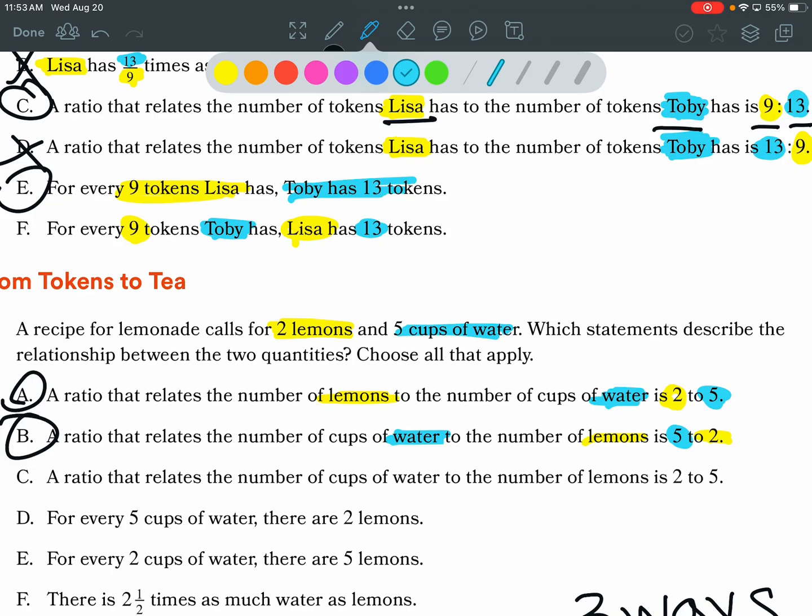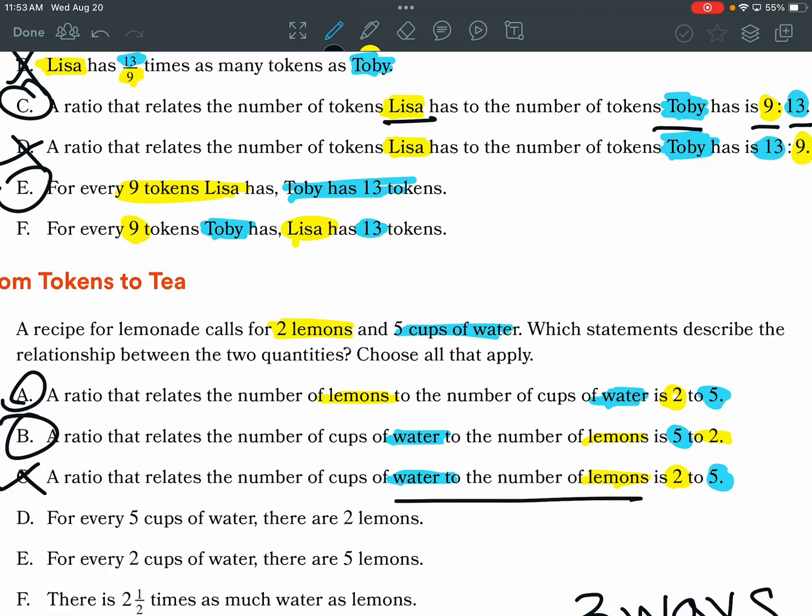All right, C. A ratio that relates the water. So can I stop there? No. Think about this. I highlighted water first, but it was the last number. Should that automatically tell you something's wrong? Yes. If the word was first, but the number's last, you should know that that's wrong. But we can keep going and then do lemon. Because now you can see it's blue, yellow, yellow, blue. That's not correct.